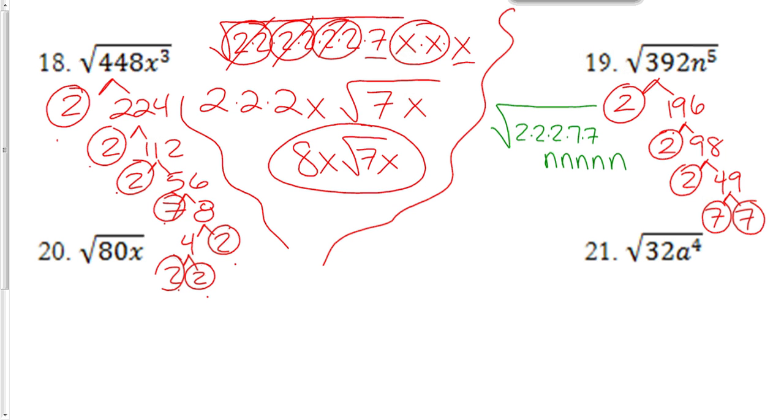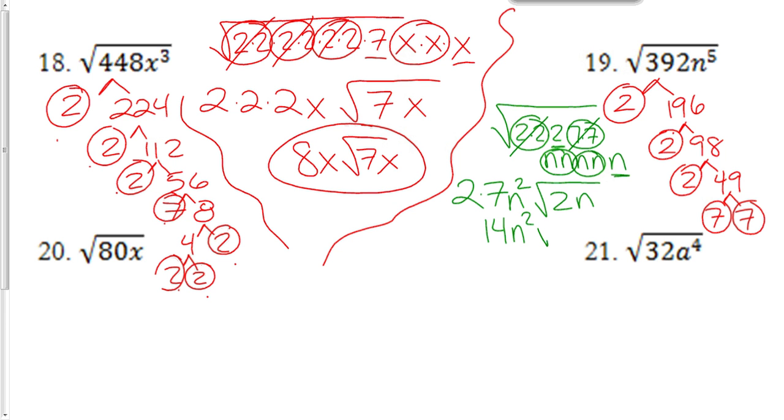Let's look for our groups. Here, here, here, and here. Got a 2 left over and an n left over. So outside I get to have a 2, a 7, and then 2 n's. So rather than n times n, I'm going to write n squared. Inside I still have a 2 and an n left. Multiplying that together gives me 14n squared, square root of 2n.